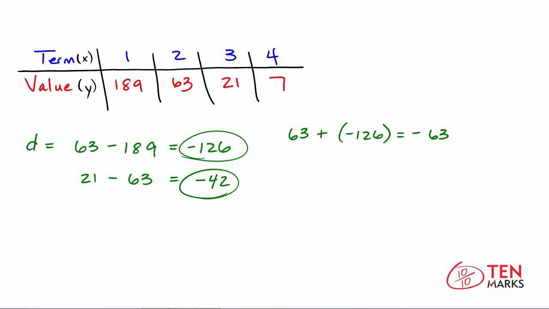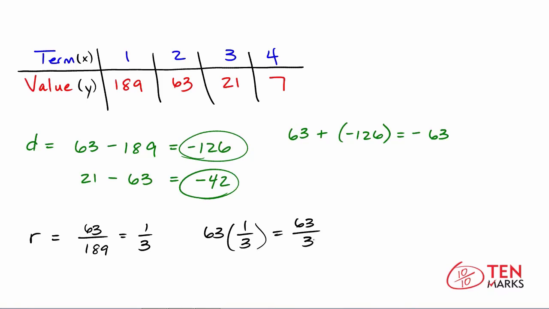Now let's test this out for a geometric sequence. If you recall, a geometric sequence is found by multiplying the previous term by a constant number. So let's divide the second term of 63 by the first term of 189. I'm going to do this one down here. Let's see if we can find a common ratio of r. 63 divided by 189, if you simplify this, you get the simplified fraction of 1/3. Now let's see: if I multiply 63 by 1/3, do I get the third term of 21? 63 times 1/3 is really the same as saying 63 divided by 3. And when you do that, you get 21.